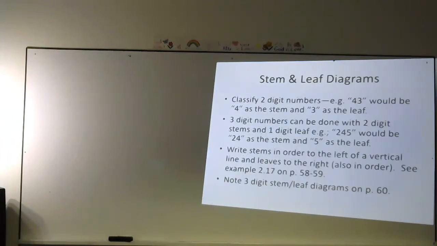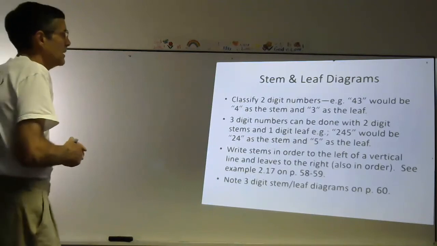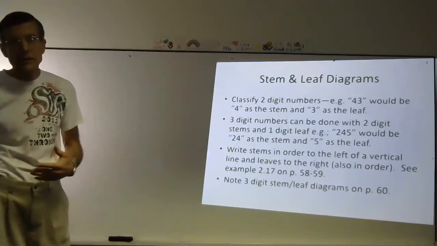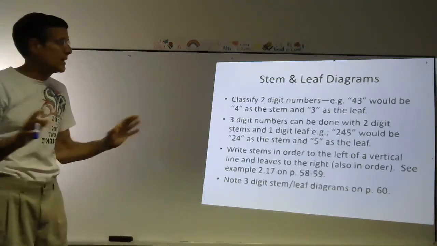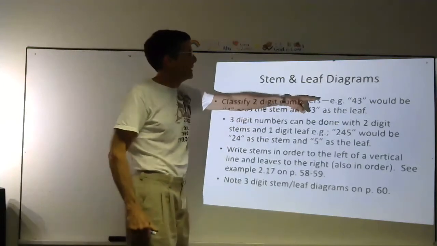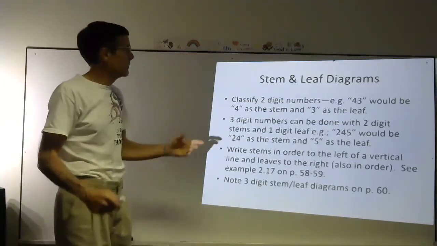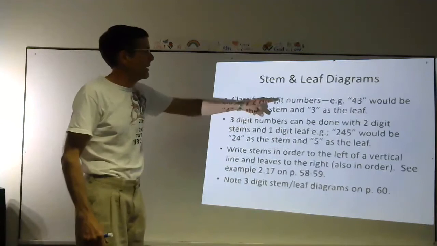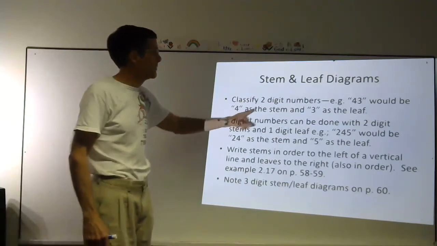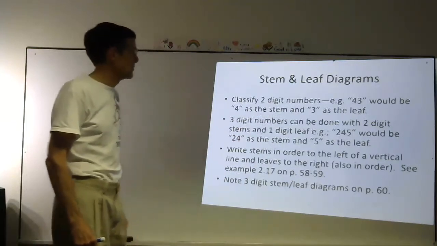Now, what about stem and leaf diagrams? A stem and leaf diagram is a way of classifying your numbers. It takes you less time to write down all your data. It's actually a time-saving device here. What we do is we take a data item like the number 43 and we classify 4 as the stem and 3 as the leaf. Take your first number as the stem and the second number as your leaf.